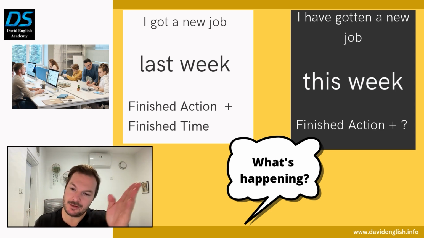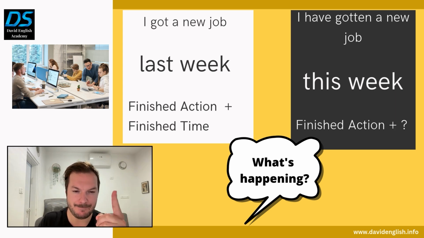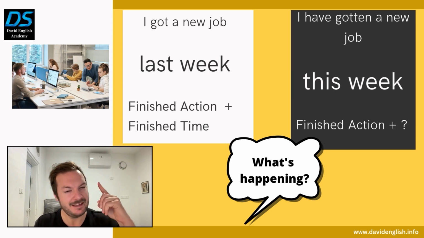What's happening over here on the other side is: I have gotten a new job this week. This week is a time that's still present. It's still going. So here, therefore, we are in the present perfect. It's a finished action plus a time that's still going, unfinished time. So remember that. Past simple is finished action plus finished time. Present perfect is finished action with a time that's still in progress.